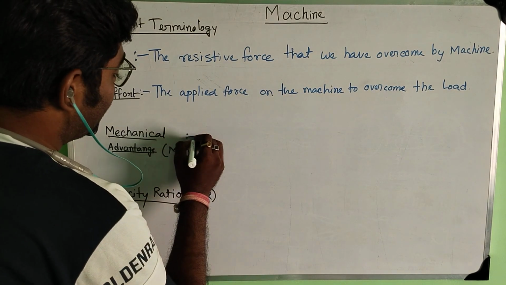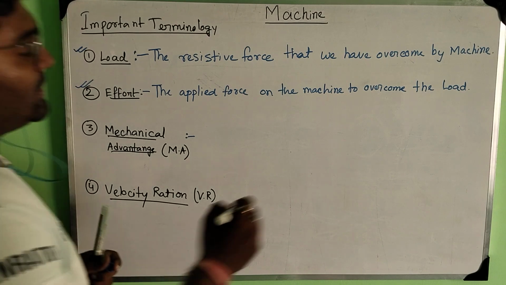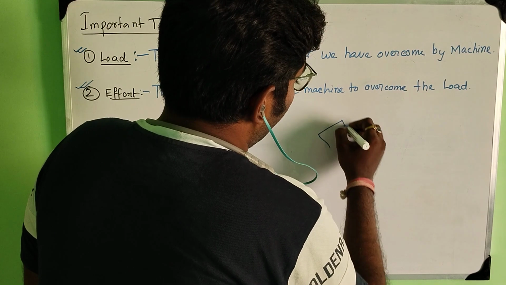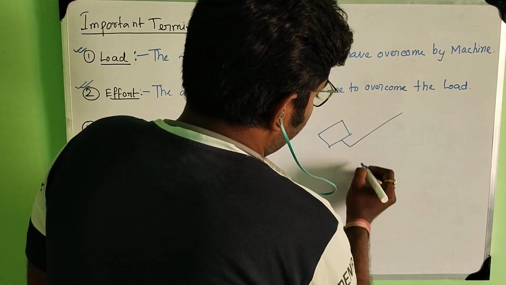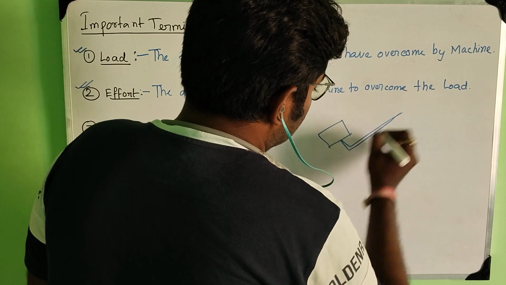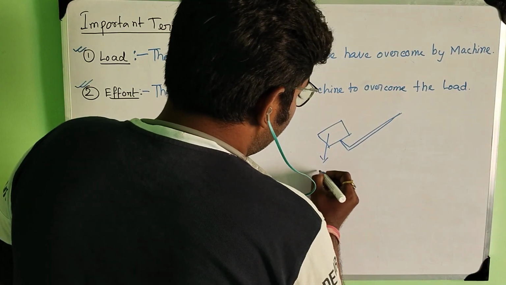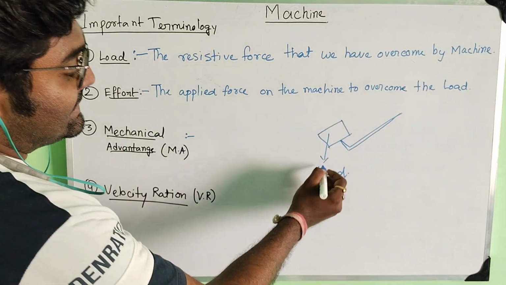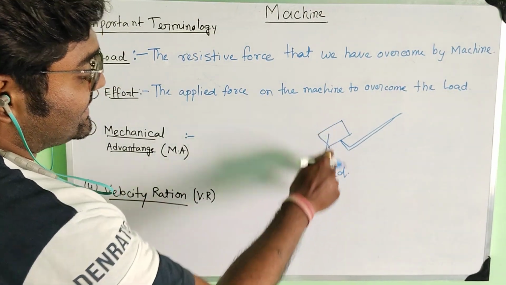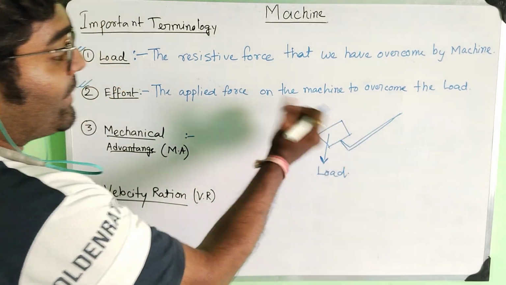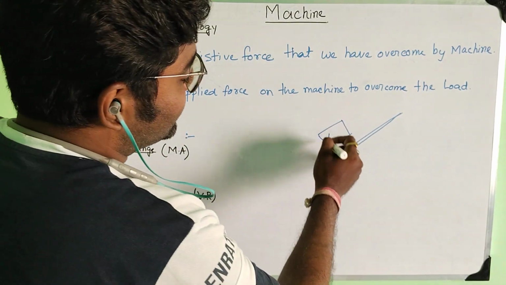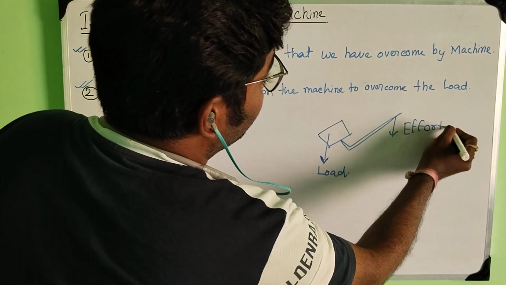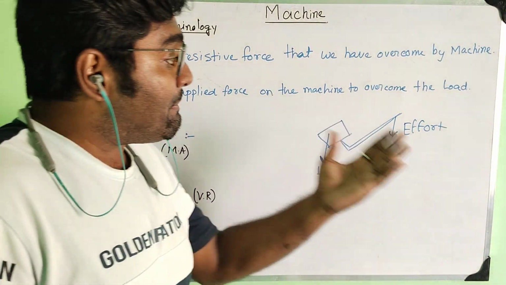Now we'll discuss, suppose, let's take the example of a crowbar only. This is the crowbar, so this is the load. Load means this is the resistive force that we have to overcome. This is the load, and this is the effort. Effort means the force that we are applying on the machine.